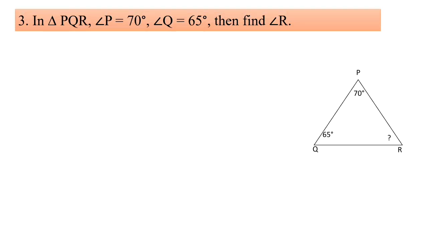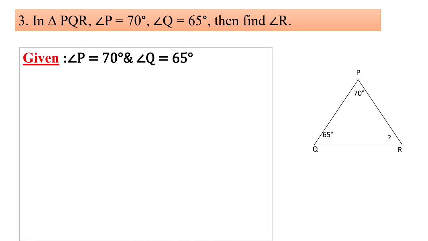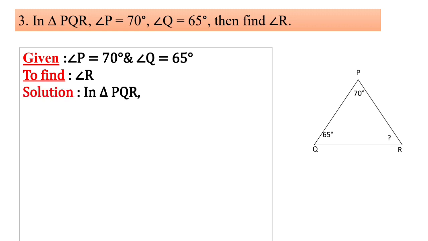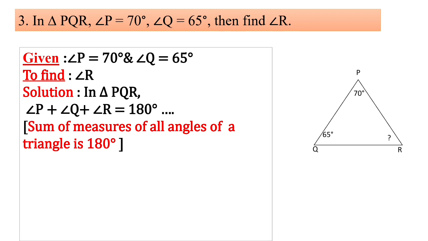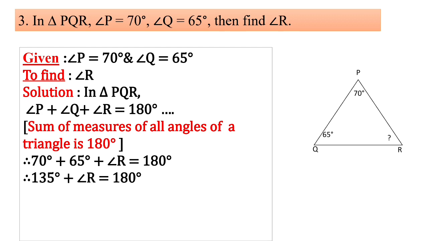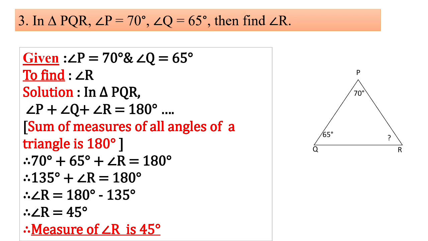Now, the third one is given. In triangle PQR, angle P is given 70 degree, angle Q is given 65 degree. Then find the angle R. So you will write the given information. Here we have to find the angle R. Solution. In triangle PQR, the addition of all three angles equal to 180 degree. The property is the sum of the measures of all angles of a triangle is 180 degree. Substitute the values of angle P and angle Q. Here the addition of 70 and 65 is 135 degree. Therefore, angle R equal to 180 degree minus 135, we get 45 degree. Therefore, the measure of angle R is 45 degree.